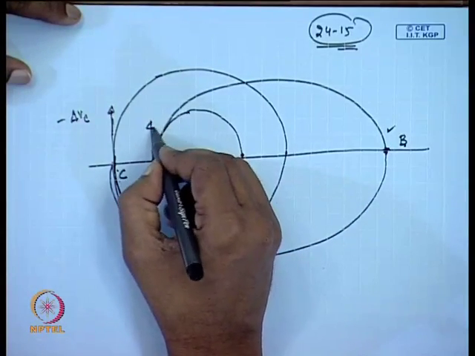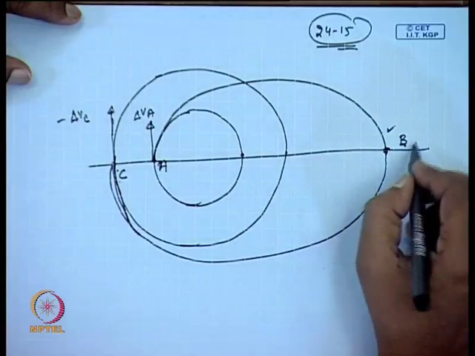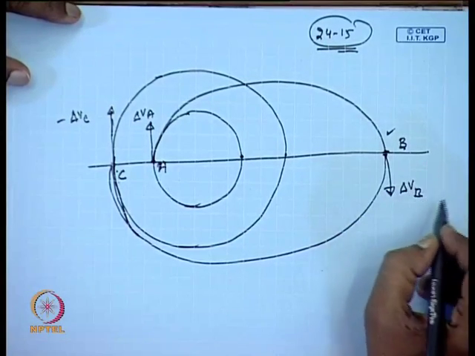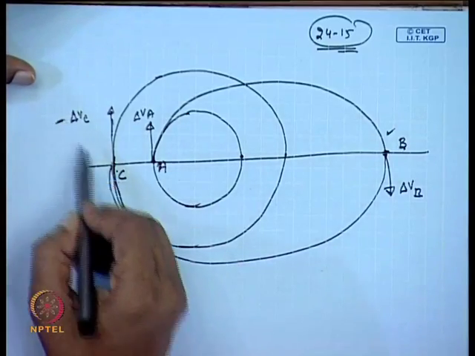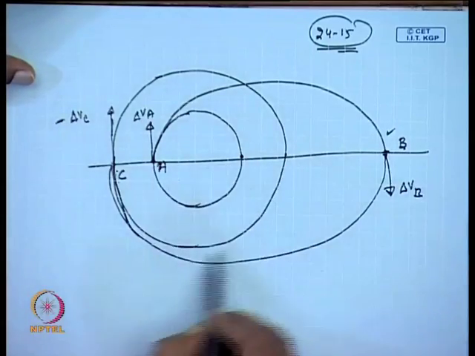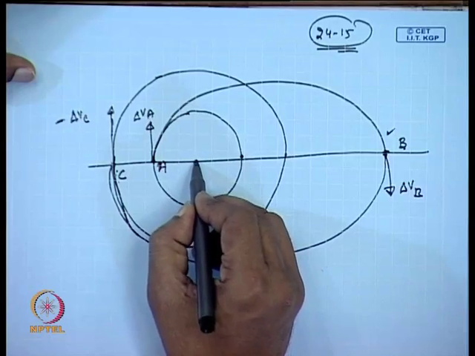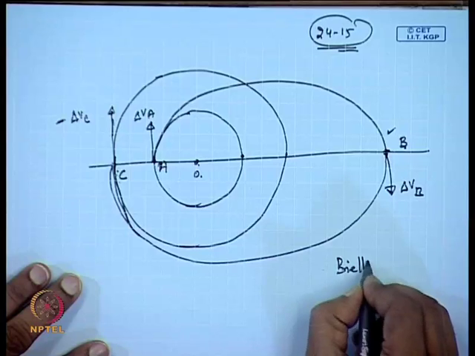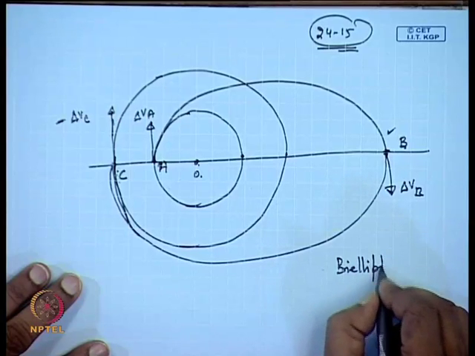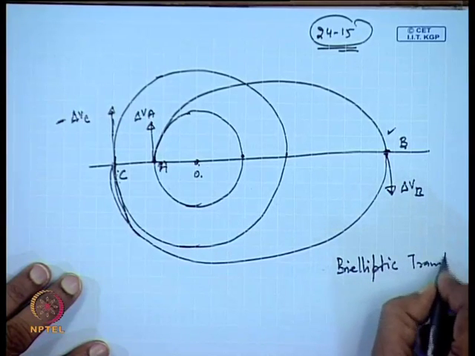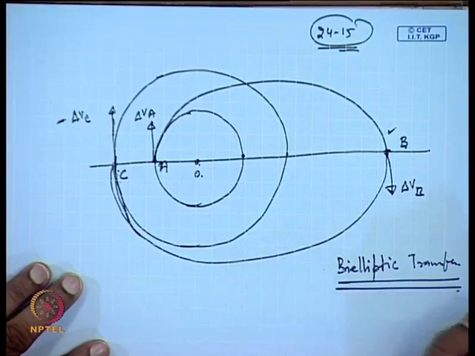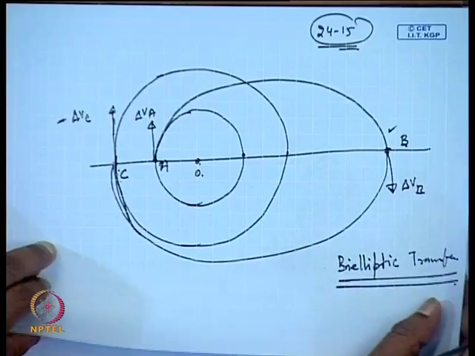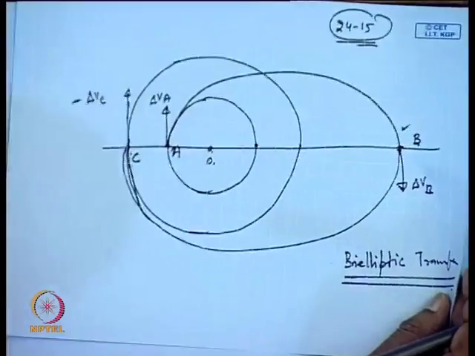So, here the impulse required is delta V a and here the impulse required is delta V b, and here a negative impulse is given to put it in this circular orbit, and this is the center. So, this is called bielliptic transfer. So, Hohmann transfer is not always cheaper.